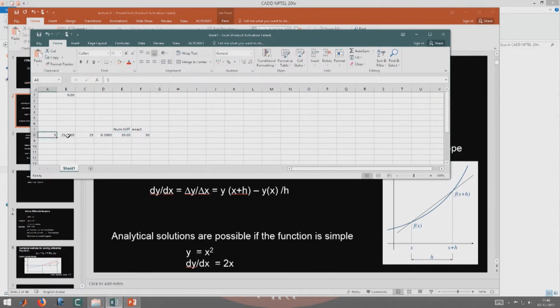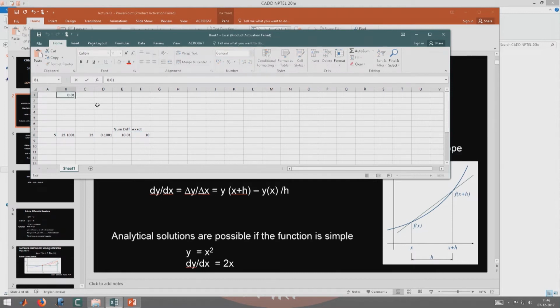So y at 5 plus 0.01 is 25.10001. Y at 5 is equal to 25. Take the difference here and then I divide by h, that is 0.01. So numerical differentiation gives me 10.01 whereas the exact is 10. So you see there is a small error of 0.01.